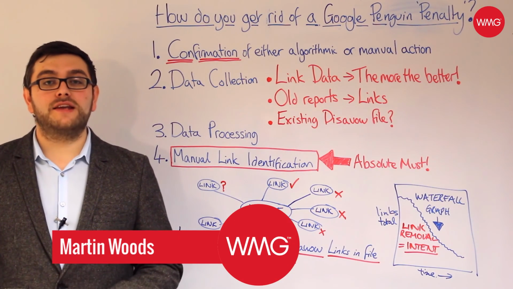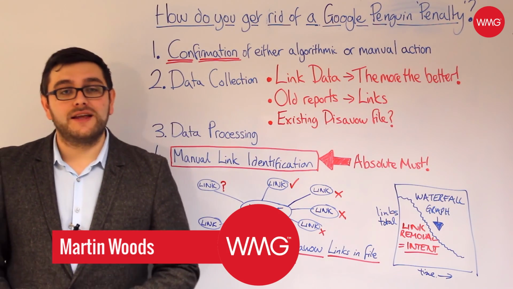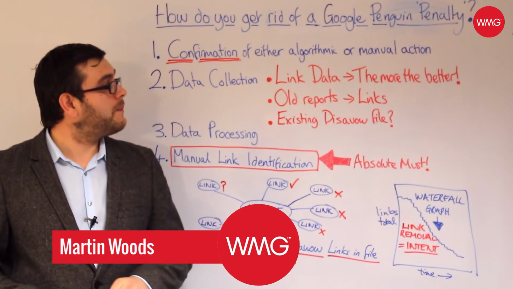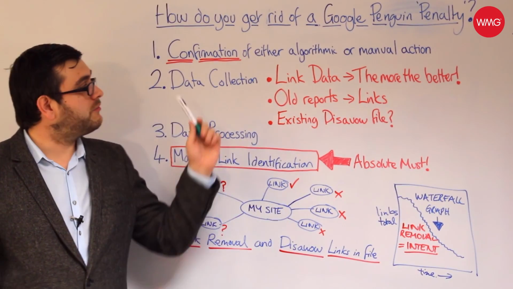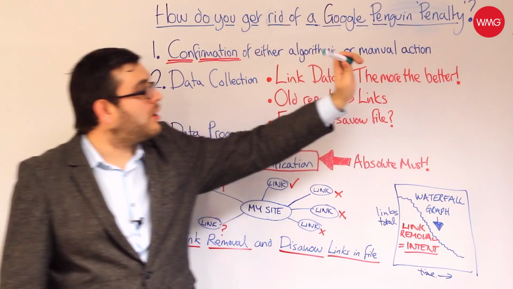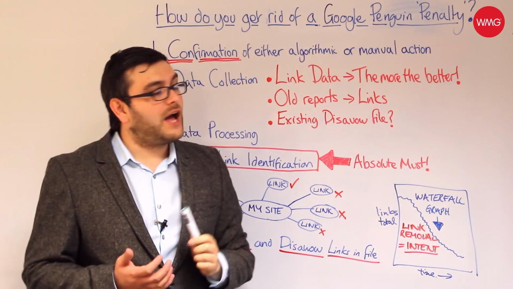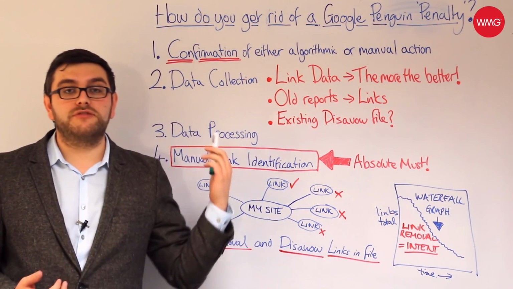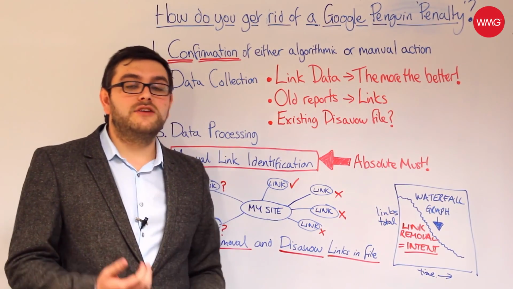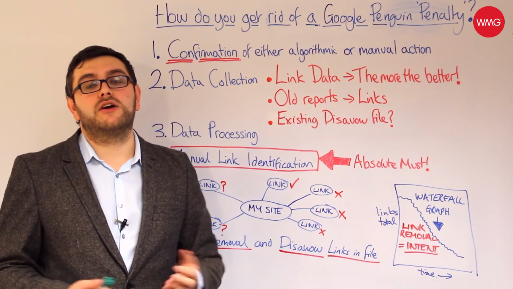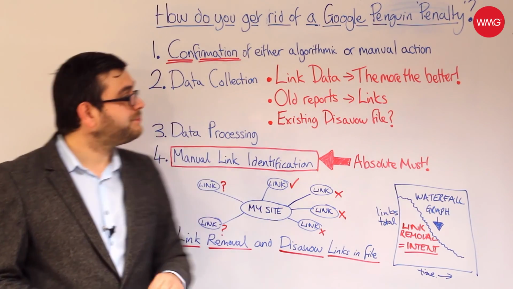I'm the Head of Technical and Insight at WMG, and now I'd like to talk about how to get rid of a Google Penguin penalty. For the observant, you'll notice I've put penalty in inverted commas, as it's not actually a penalty as such if you've got an algorithmic issue. But again, as I referred to in a previous video, the industry terminology does lean toward describing everything under the same roof as penalty.